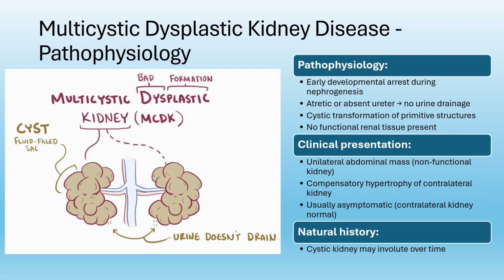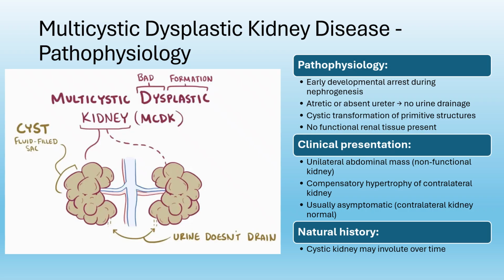Multicystic dysplastic kidney disease results from a fundamental disruption in early nephrogenesis, specifically an arrest in metanephric development occurring before the 10th week of gestation. The pathophysiology involves failed interaction between the ureteric bud and metanephric blastema, leading to complete absence of functional renal tissue. The defining pathophysiologic feature is ureteral atresia or absence, which prevents normal urine drainage.